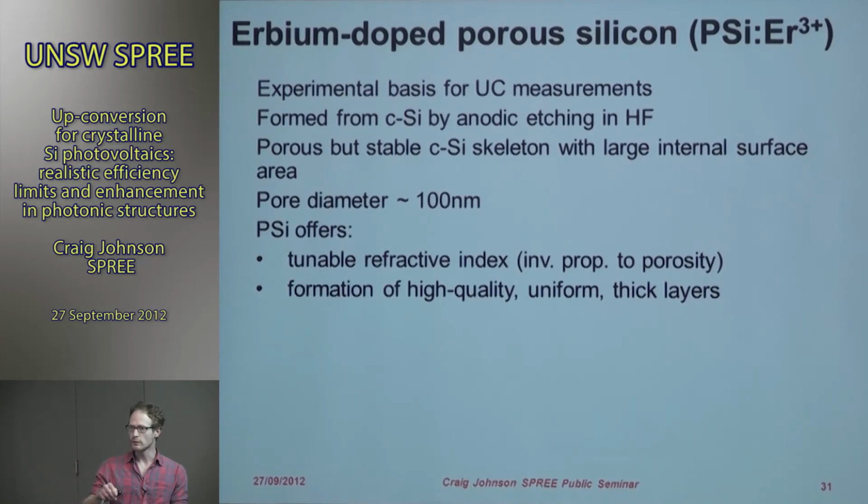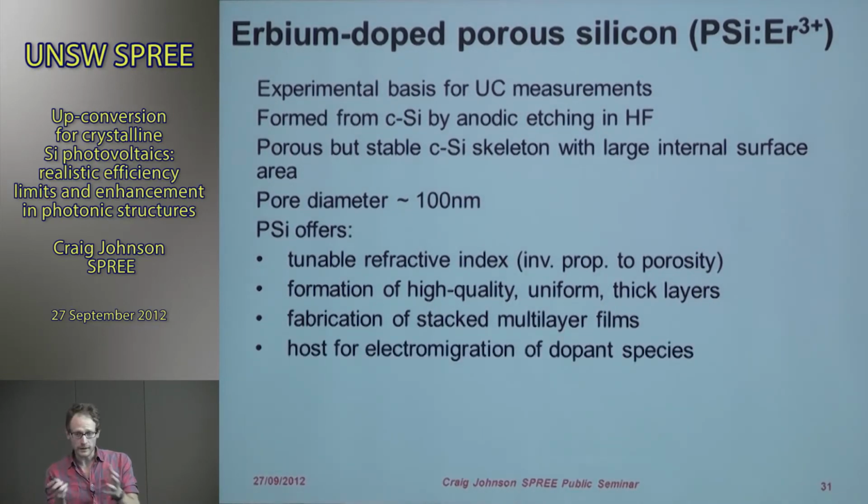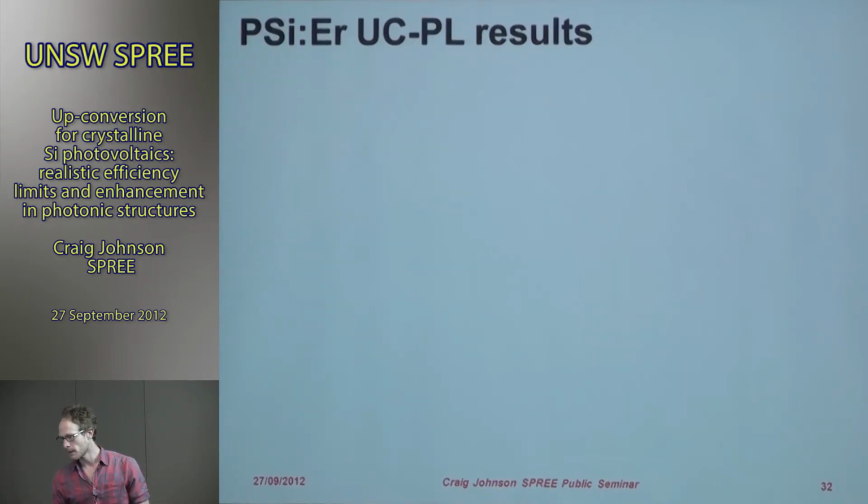You can make quite uniform, high quality, thick layers. And you can stack these layers by just modulating the current as you etch. Because it's got a huge internal surface area and it's based on a conductive substrate, you can electroplate from solution and have quite a high concentration of dopants within the internal structure. And it was good because it allows for speedy, very simple prototyping. You do it at room temperature. There's no vacuum. It's quite advantageous to other types of deposition processes.